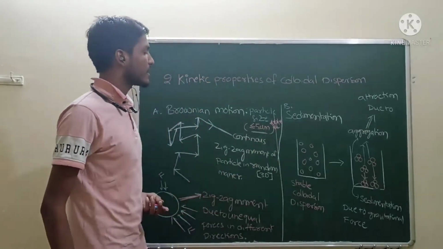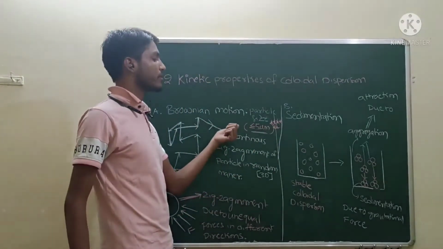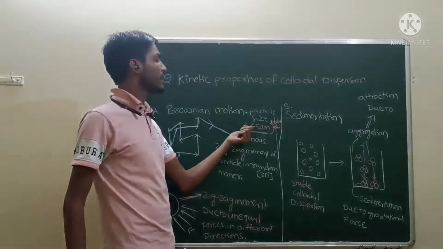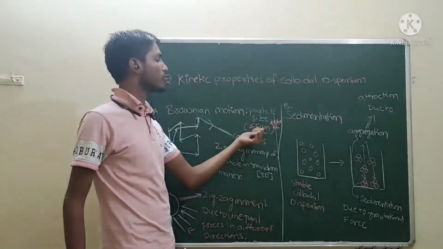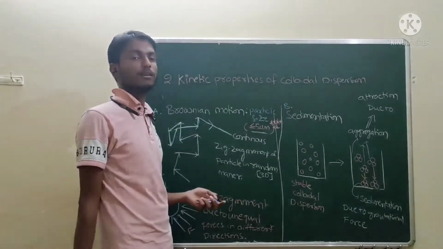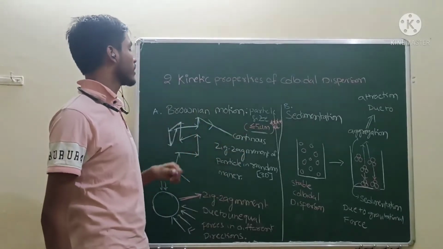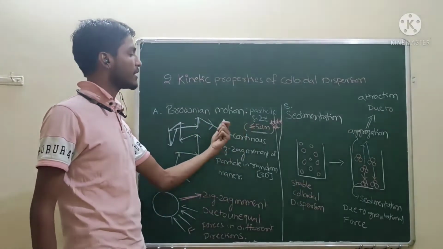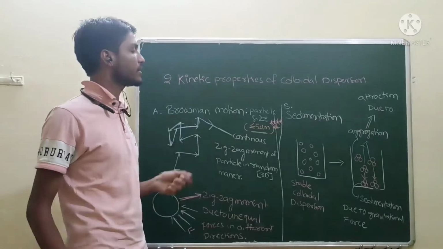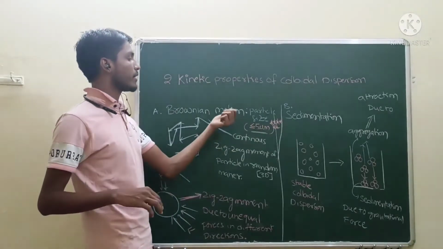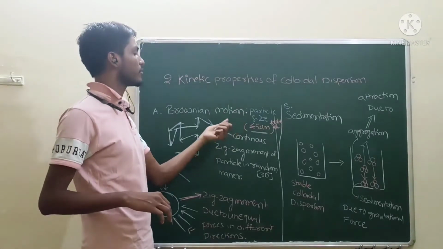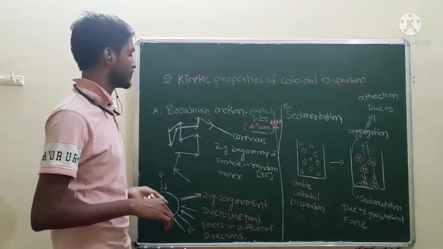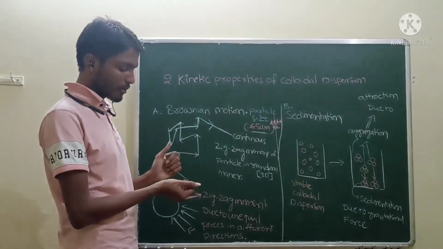What should be the particle size in order to exhibit Brownian motion? Less than or equal to 5 micrometer. Even a 5 micrometer particle also exhibits Brownian motion, and at the same time a particle of less than 5 micrometer also exhibits Brownian motion. The particle size is very important in order to exhibit Brownian motion. So what is meant by Brownian motion?